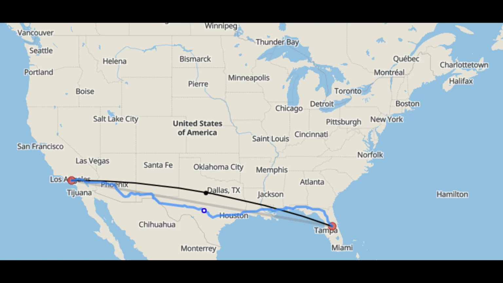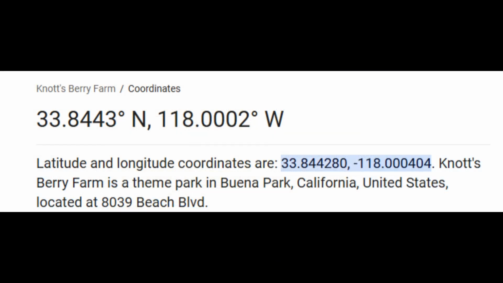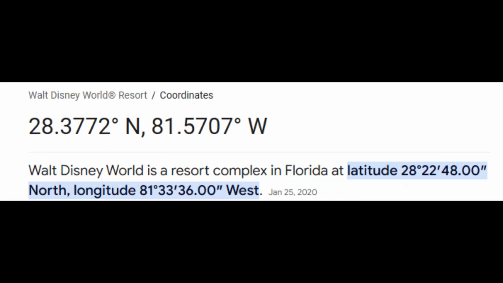Through Google search, the longitude coordinate of Knott's is 118.0002 degrees west, and the latitude coordinate is 33.8443 degrees north. For Disney World, the longitude coordinate is 81.5707 degrees west, and the latitude coordinate is 28.3772 degrees north.